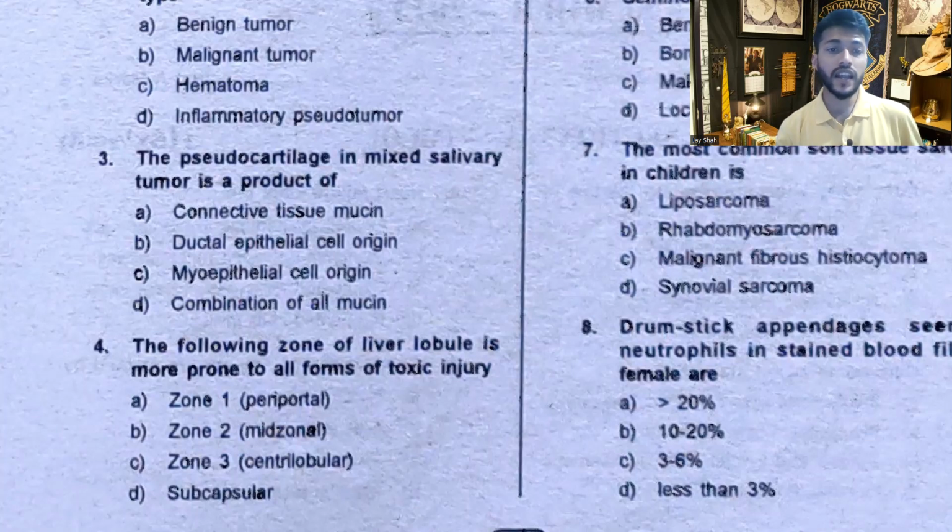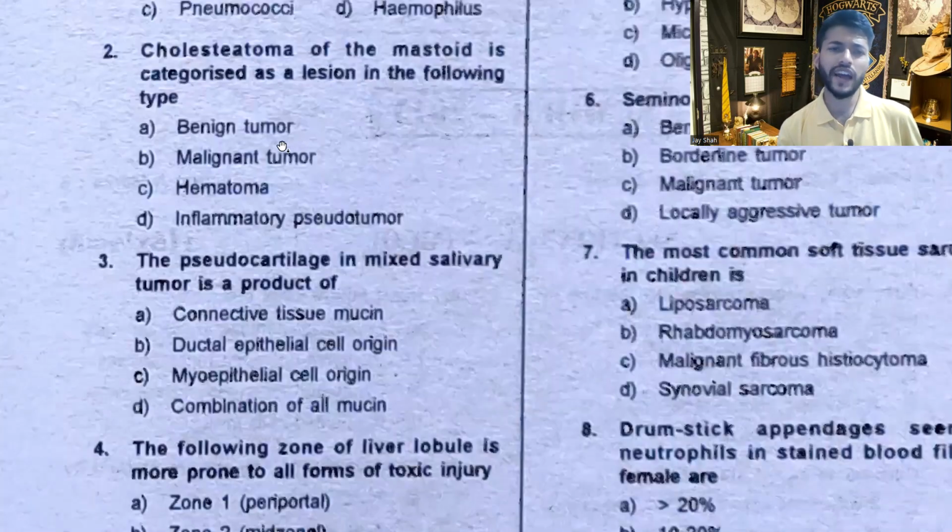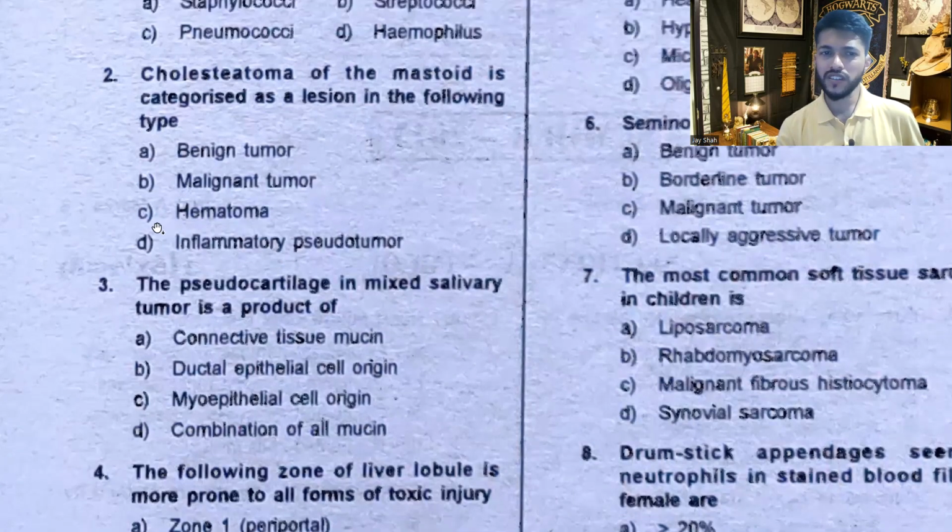Pseudocartilage in mixed salivary gland tumor is a product of, I'm not sure. They say it's of ductal epithelial cell origin. I'm not pretty sure of it. Just check it once. Cholesteatoma of the mastoid is characterized as, it's basically a hamartoma or a hematoma, whatever you call it. It's not a benign or a malignant tumor. Inflammatory pseudotumor also does not fit the bill. I'm not sure if the option was hematoma, but since they have given it, just remember it.